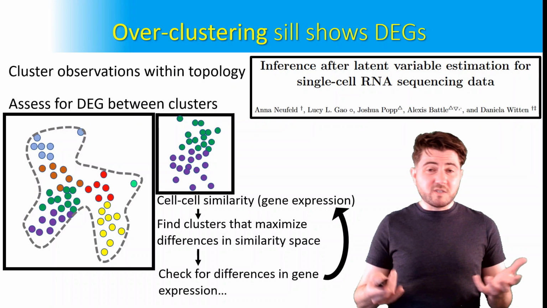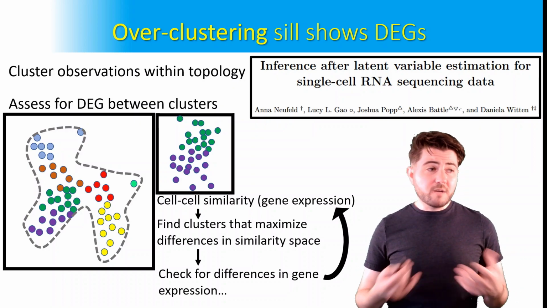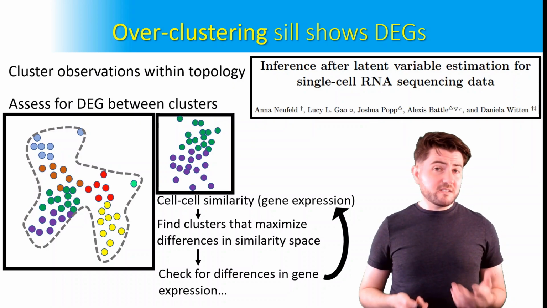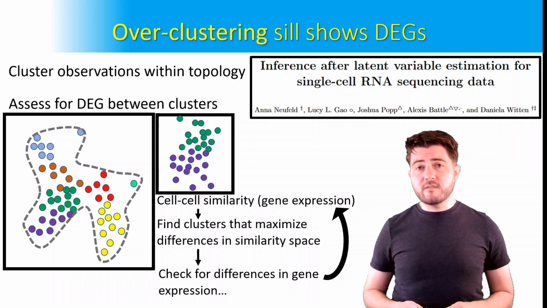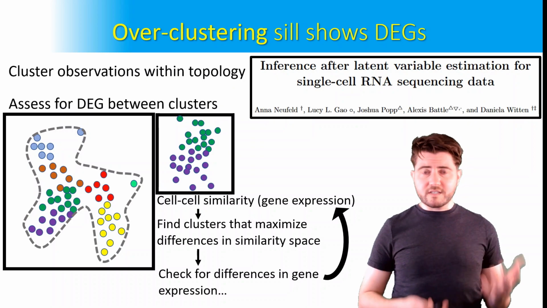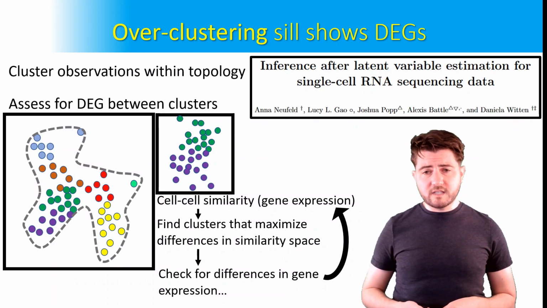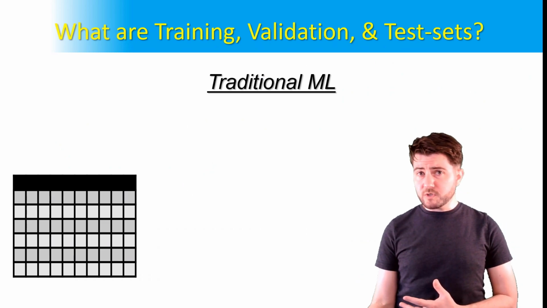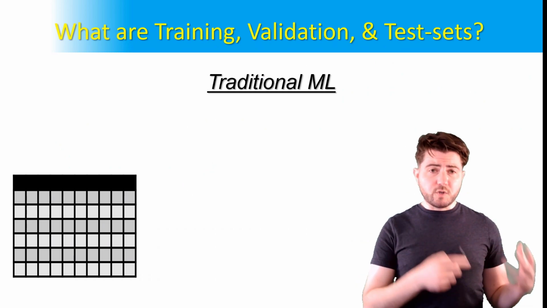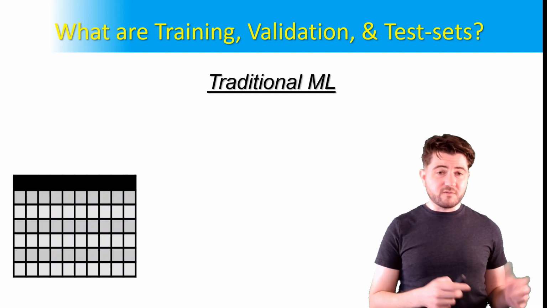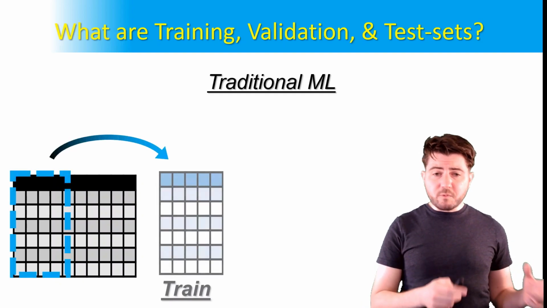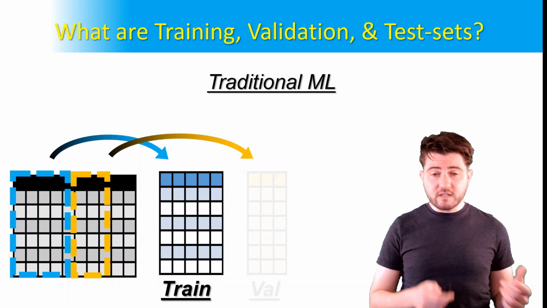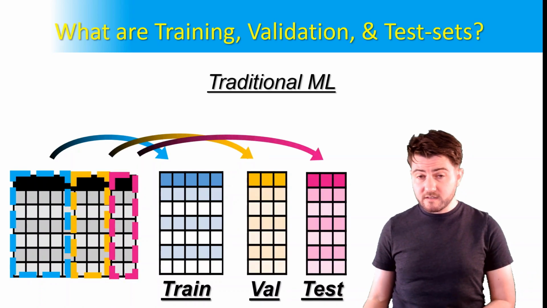You can have a homogeneous looking sphere or hypersphere in n-dimensional space, and you'll always find differences. This is what accounts for the inflation of our significance values in single-cell data. So one way in traditional machine learning that people usually apply for trying to prevent overfitting in this fashion is to split their total data set into 3 data sets where we have training, validation, and test sets.